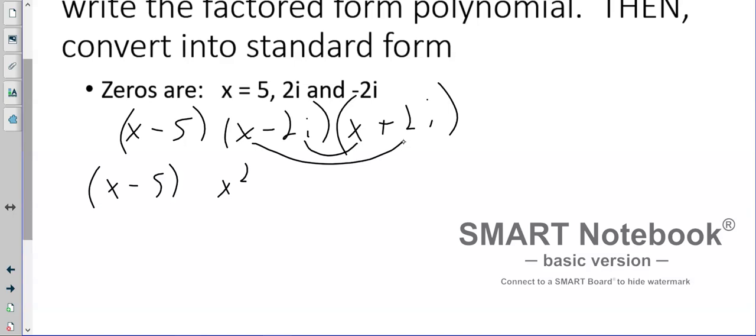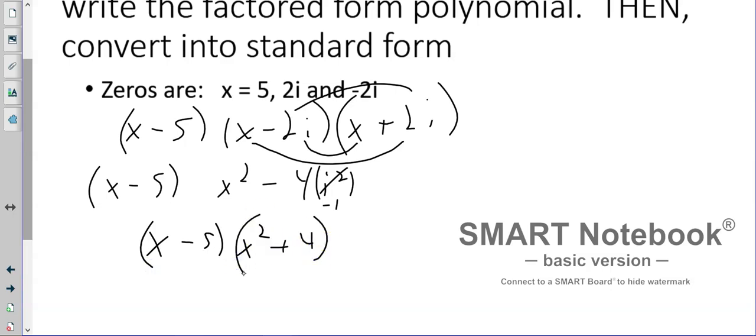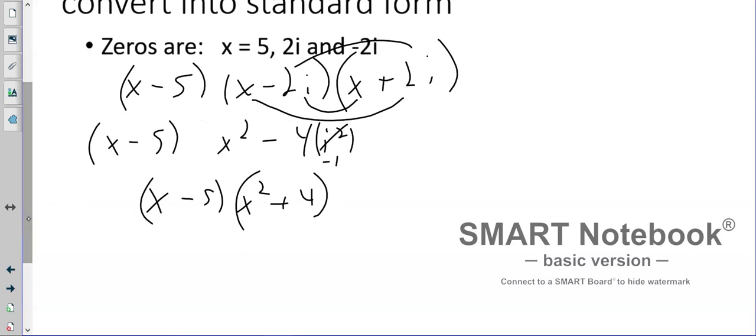But in this case, it's a sum of squares. That's why we have the i. So outside, negative 2 times 2 is negative 4i squared. The i squared immediately becomes negative 1, which makes this x squared plus 4. So we have x minus 5 times x squared plus 4. So anytime you see something like 2i and negative 2i, it's going to be a sum of squares, and you just multiply the numbers, really. So let's say I had 5i and negative 5i. Shortcut is that's going to be x squared plus 5 times 5 is 25.